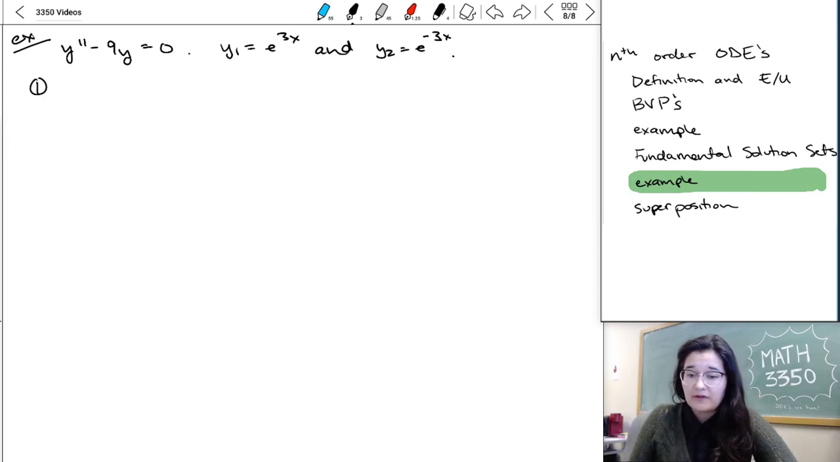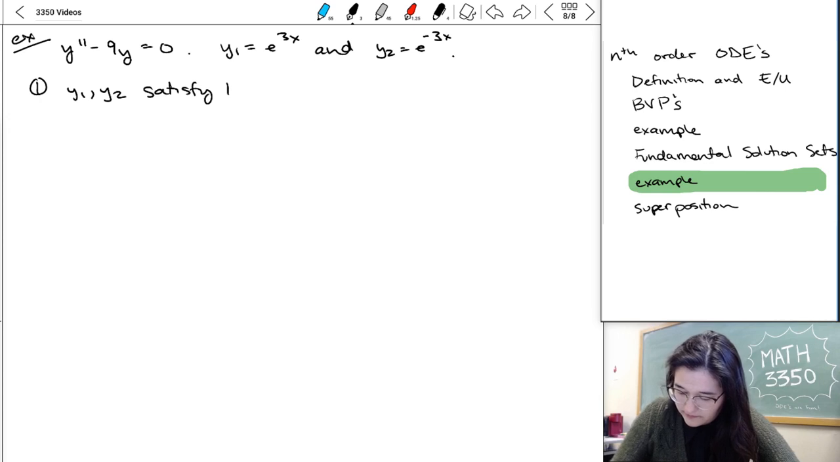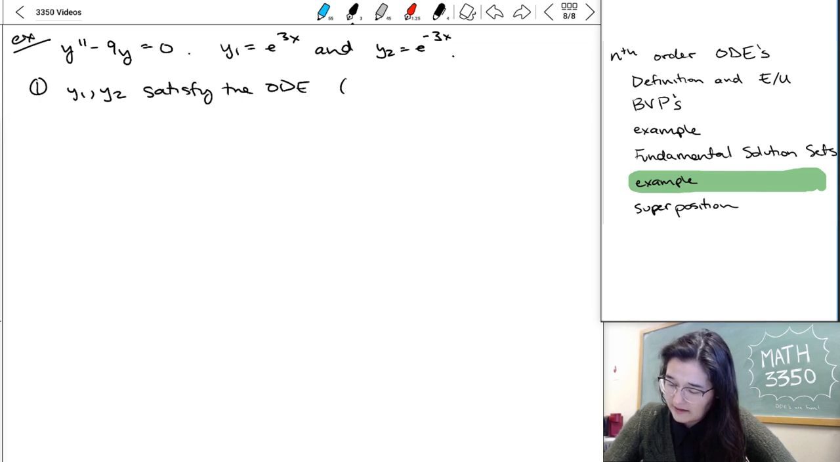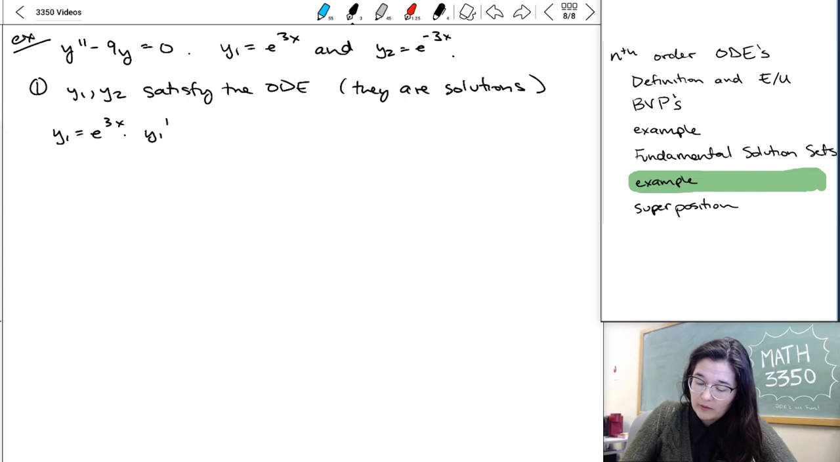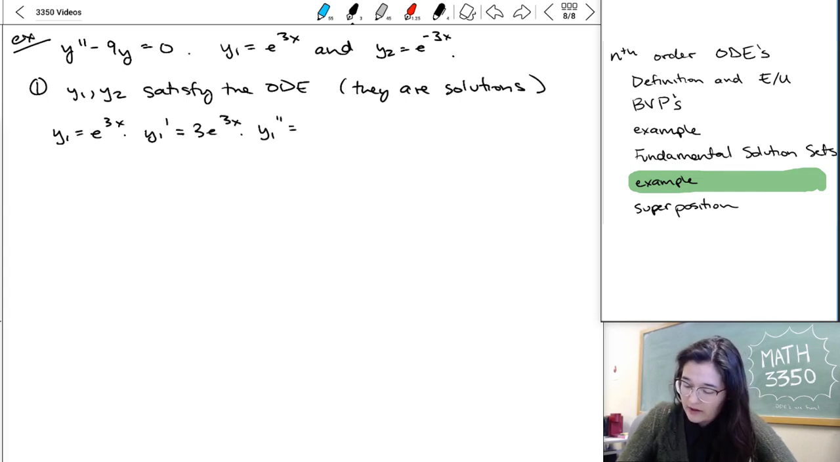So first of all, the functions I'm given are functions that solve the ODE. When I plug them in, they satisfy the ODE, or I could say that they are solutions. And we can go ahead and check that. For y1 equals e to 3x, I'm going to have y1 prime equal 3e to 3x, and y1 double prime equal 3 times 3 is 9, e to 3x.